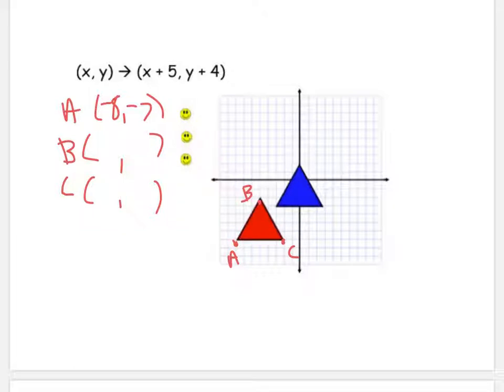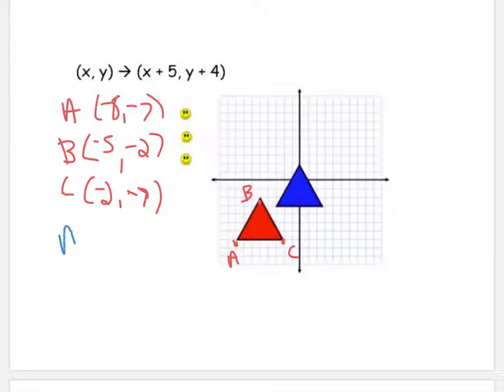And then -7. And B would be at 1, 2, 3, 4, 5, -2. So (-5, -2). And C is at -2, and then 1, 2, 3, 4, 5, 6, 7. So -7. That's where they are currently. So what happens with the translation notation is that it says you take the x value and you're adding 5 and the y value and you're adding 4.